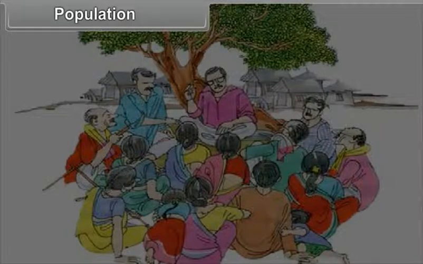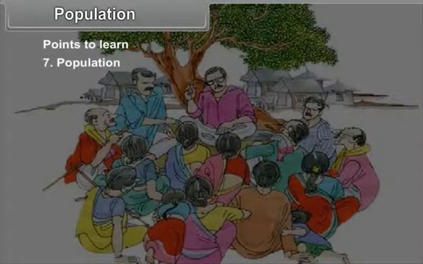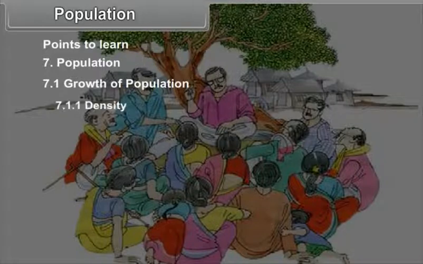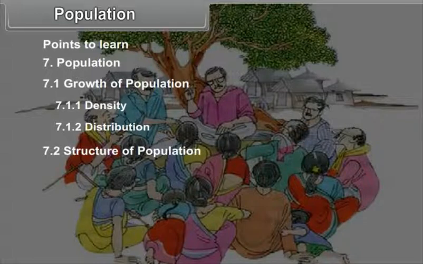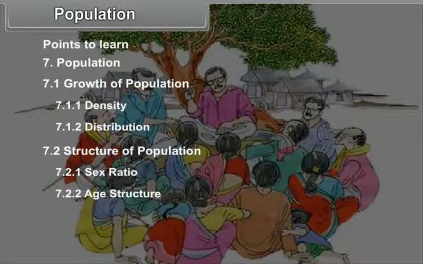Standard 9th, Geography, Chapter 7, Population. Points to learn. 7. Population. 7.1 Growth of population. 7.1.1 Density. 7.1.2 Distribution. 7.2 Structure of population. 7.2.1 Sex ratio. 7.2.2 Age structure. 7.2.3 Literacy.